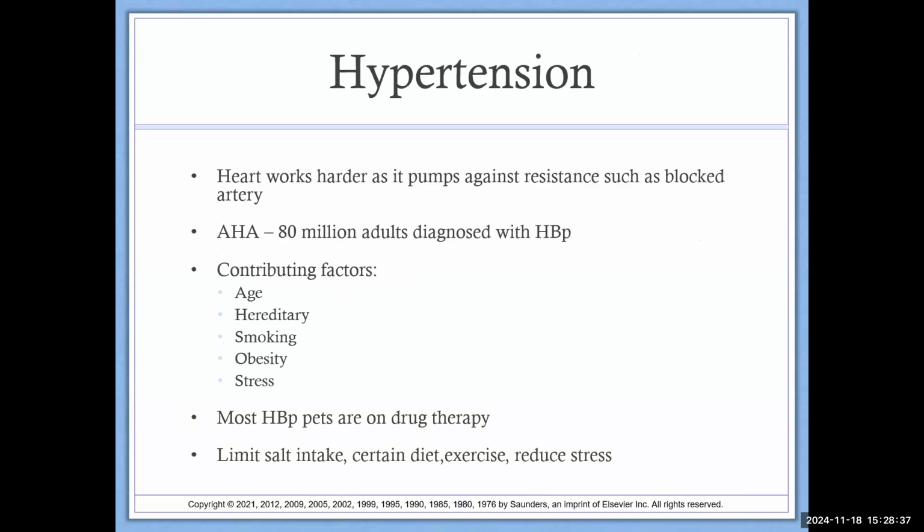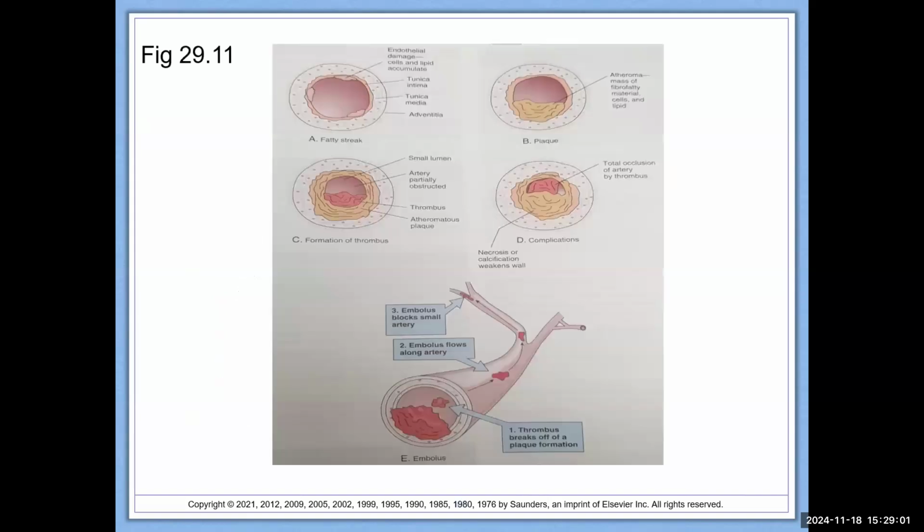The American Heart Association says that 80 million adults are diagnosed with high blood pressure. And what are the factors that cause this? Well, age, if it runs in the family, smoking, obesity, and stress. Most high blood pressure patients are on drug therapy. They are recommended to limit their salt intake. They should have a certain diet. They should practice exercise and reducing their stress. So there's a great picture of how the arteries look when they are clogged, especially when there is a clot, or when there's fat clogging the area.